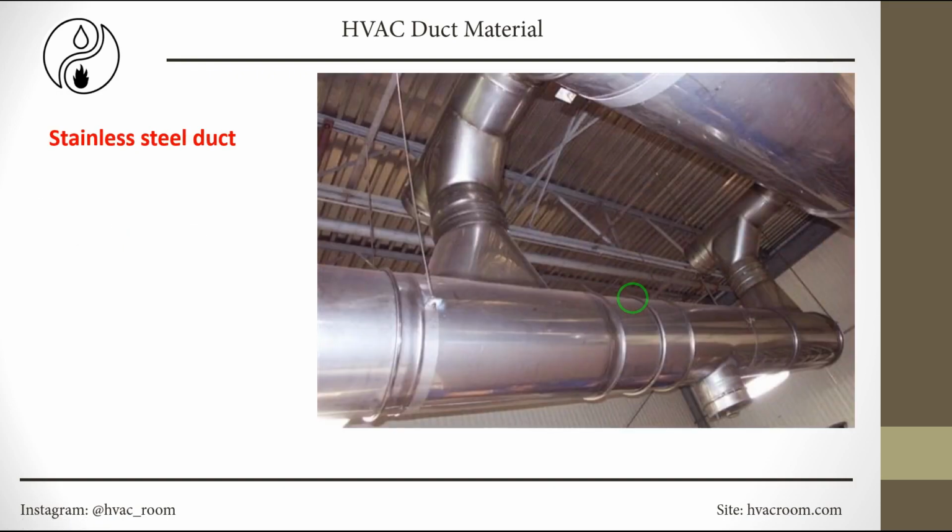The other one is stainless steel duct, which can be used in fume hoods, in hospitals, in lab projects, and also if you have dishwasher exhaust in commercial kitchens. Again, one of the advantages is resistance to wet and chemical corrosive environments. And one of the disadvantages is the high first cost.